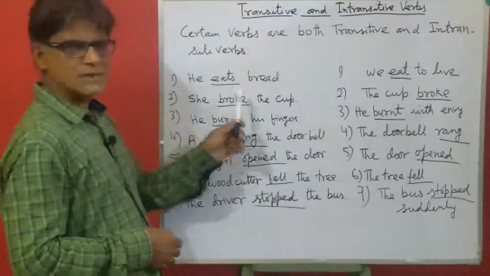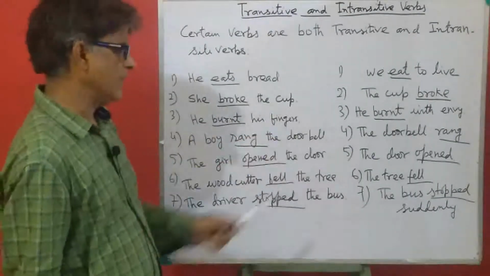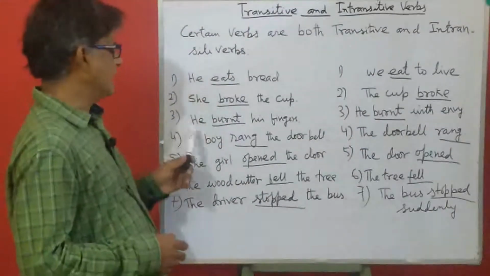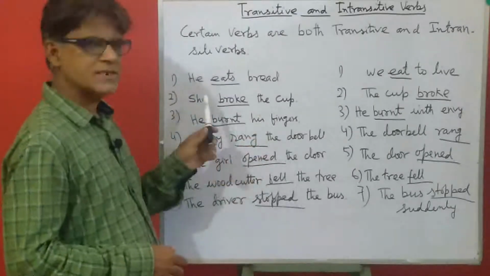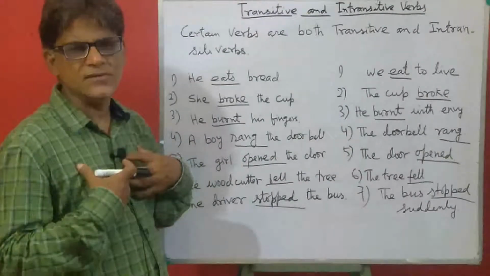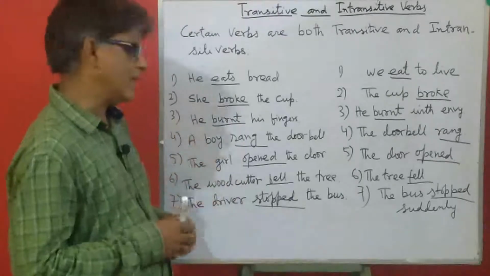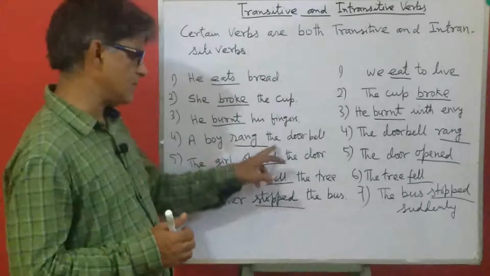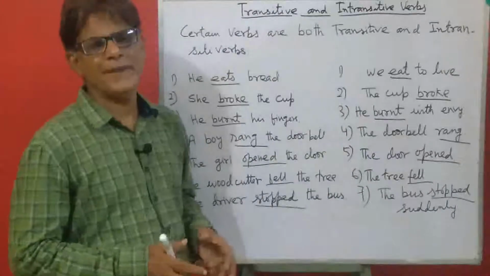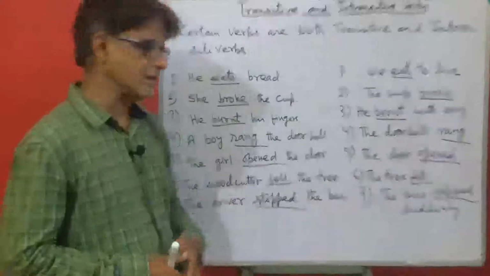Number two, she broke the cup. Broke is transitive because there is an object, the cup. Number two, the cup broke. Number three, he burnt his fingers. Burnt is transitive. Number three, he burnt with envy. Number four, a boy rang the doorbell. Rang is a transitive verb because the doorbell follows it. Here, the doorbell rang. Rang is intransitive because there is no object.